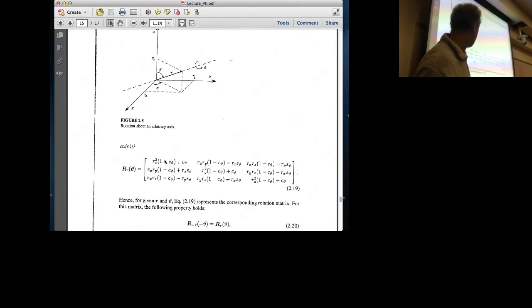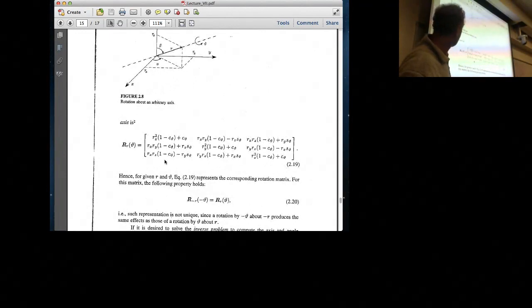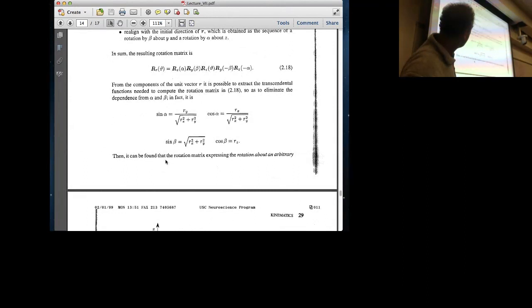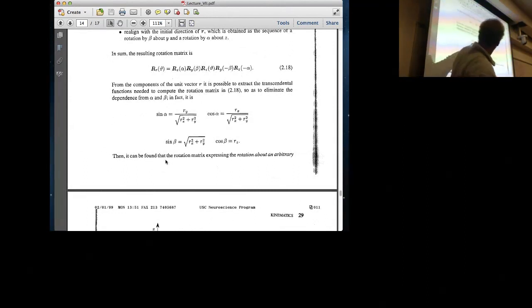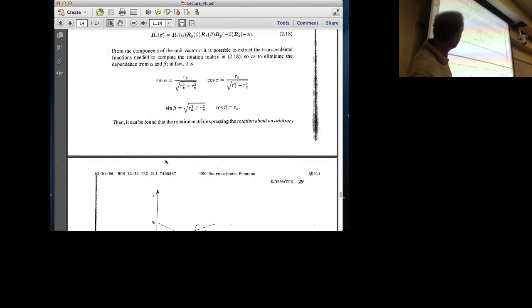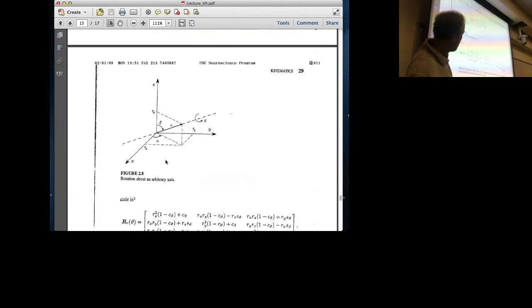Let me see. Yeah, this is my, okay, sine, okay. He gets sine alpha, cosine alpha. He basically expresses everything in terms of components of Rx and Ry and Rz, gets all these triangle components, or sine and cosine components going, and from this plugs it all in here.